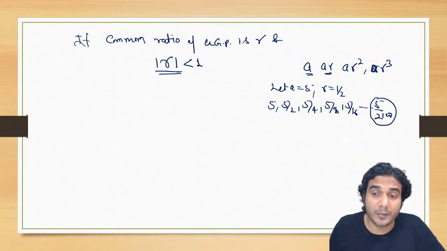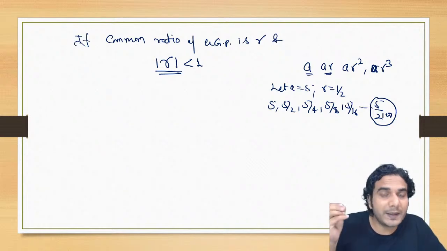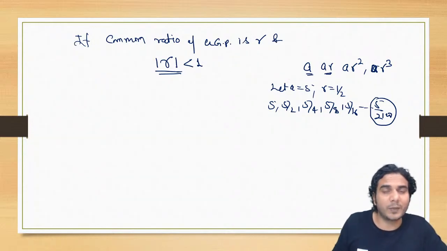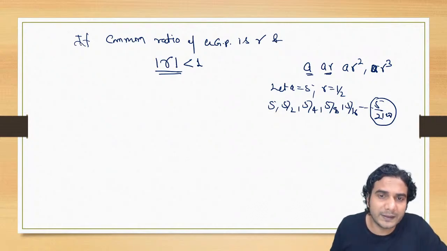Convergent means its summation will approach a finite number if the common ratio of a GP is less than 1, magnitude wise. That means it can be minus 1 by 2 also. So whether it is plus 1 by 2 or minus 1 by 2, plus 1 by 3 or minus 1 by 3, or 2 by 3 or 5 by 10, whatever you want to take, or 5 by 9, something like that. Then what will be the sum of the infinite series?